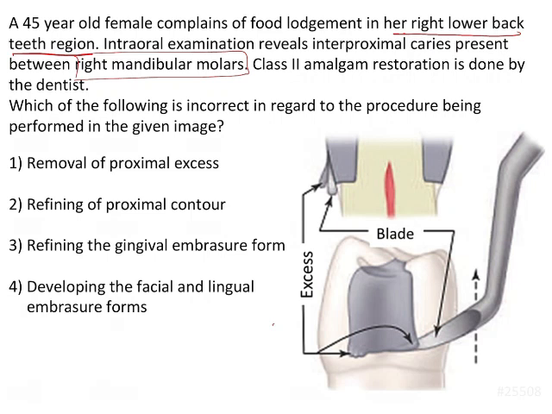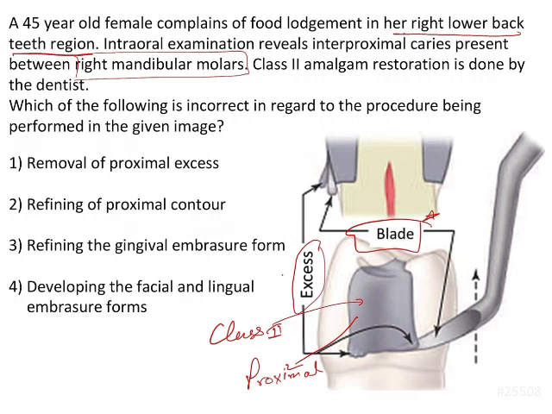If you see this, you will be able to understand, yes, that is going to be the class 2 cavity, and this is the proximal surface. One keyword here is the blade, and then you have the excess. You can see a blade is inserted somewhere here, and excess of the amalgam or the restorative material is being removed, right? If you see the other figure here, you can see the stroke direction, right? So here should be the stroke direction like this.